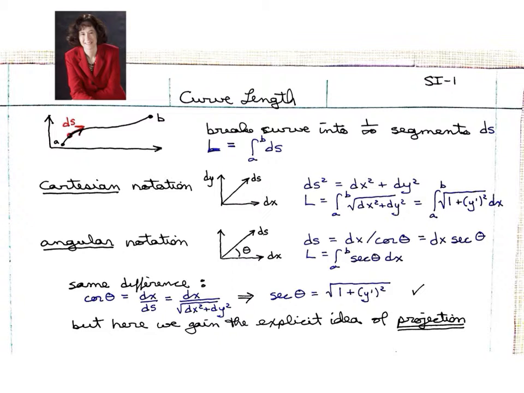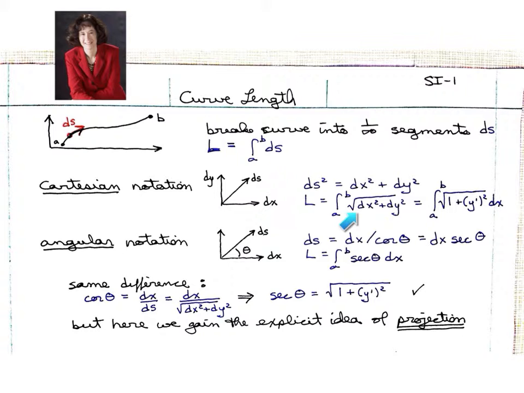In Cartesian notation, we might think of ds as having x and y components and use the Pythagorean theorem to relate the square of the length of ds to the x and the y lengths. So then, finding the length of the entire curve is adding up these square root of dx squared plus dy squared along the length indicated.